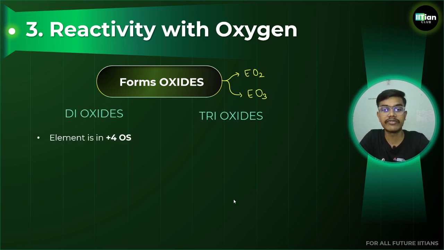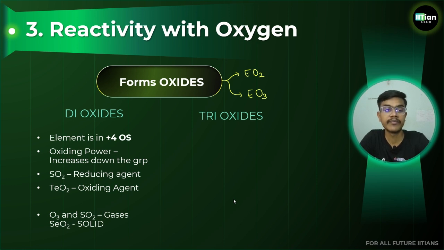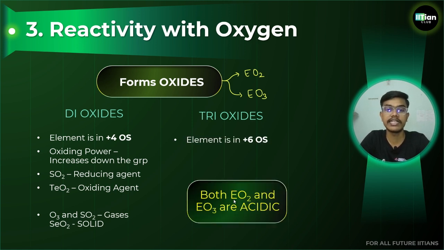In dioxides, the element is in +4 oxidation state, and the oxidizing power increases down the group. You can see that sulfur dioxide is a reducing agent, but as we move down the group, TeO2 is an oxidizing agent. Oxidizing agent in the sense that it itself wants to get reduced. O3, ozone, and SO2 are gases, and SeO2 is a solid. In trioxides, the element is in +6 oxidation state. You have to note that both EO2, that is dioxides, and trioxides are acidic in nature.